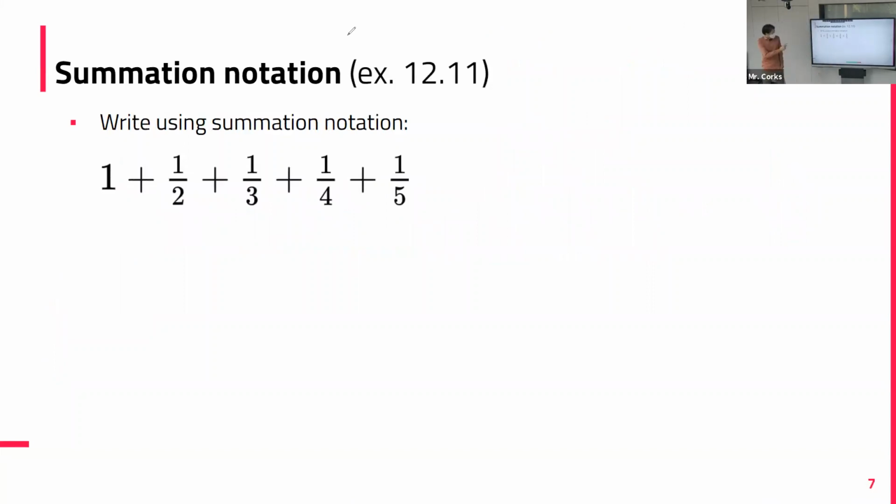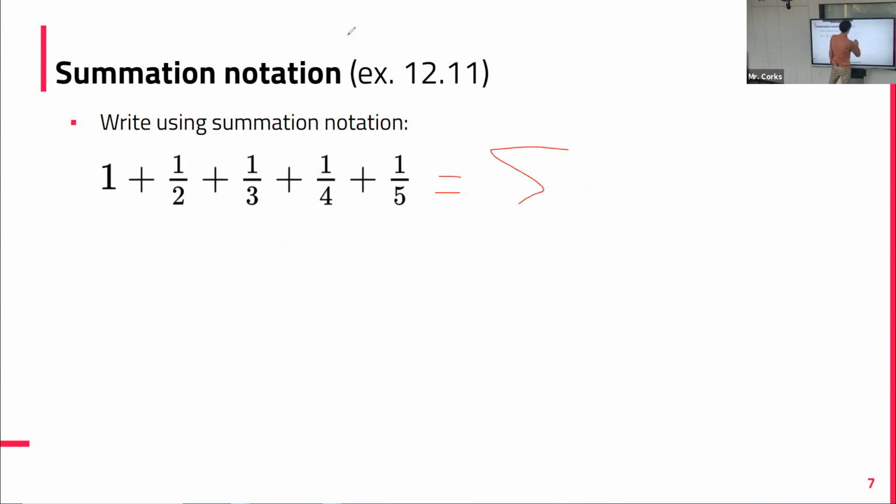This one here. Take this and rewrite in summation notation. So that big sigma thing we just saw. And fill in the details.